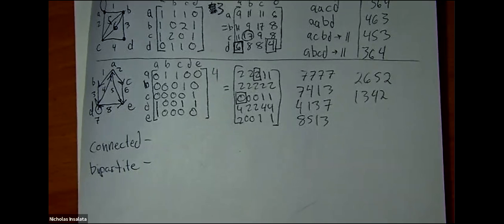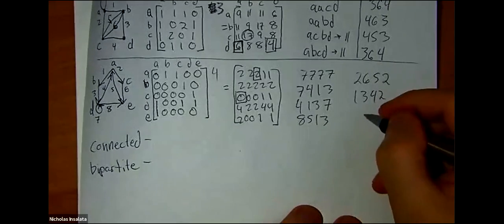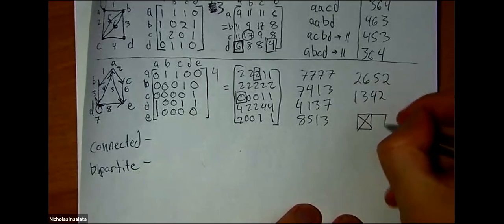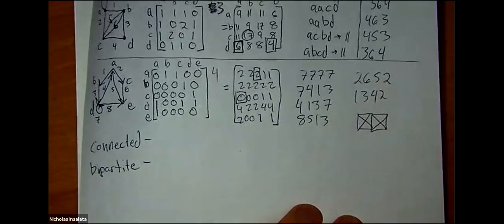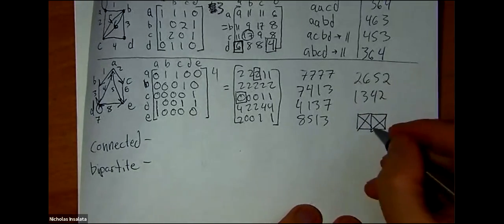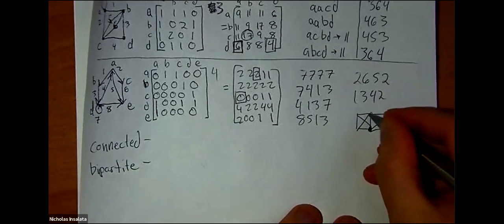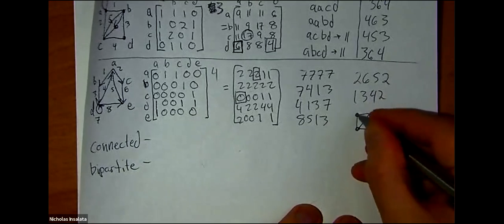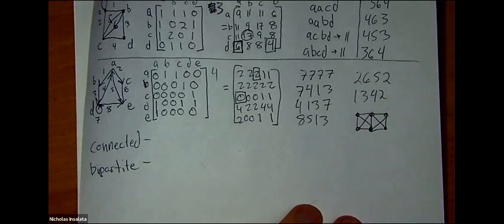Okay, connected means there's a walk from every vertex to every other vertex, right? So let me give you a little example. Is this graph connected? Sorry, it's kind of gross. These are supposed to be single vertices here. Is that a connected graph?